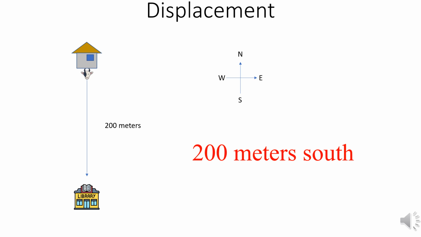Displacement is the change in position. For example, the library is 200 meters south of your home. If you walk from your home to the library, then your displacement is 200 meters south. You can see in the previous demonstration that displacement is only about start and end.